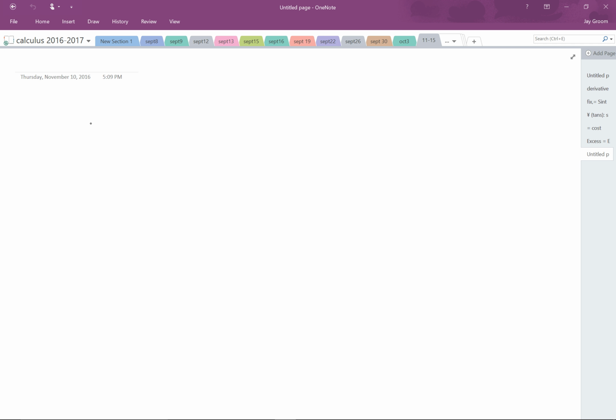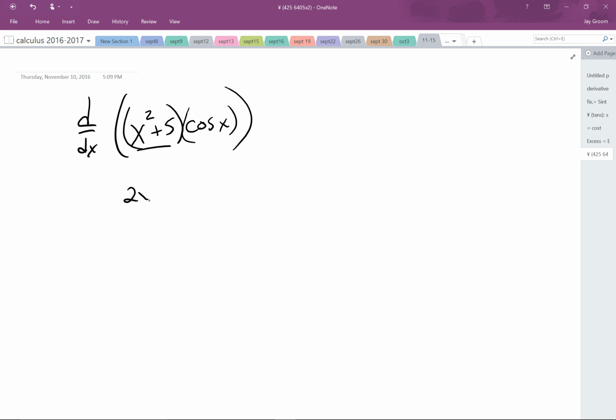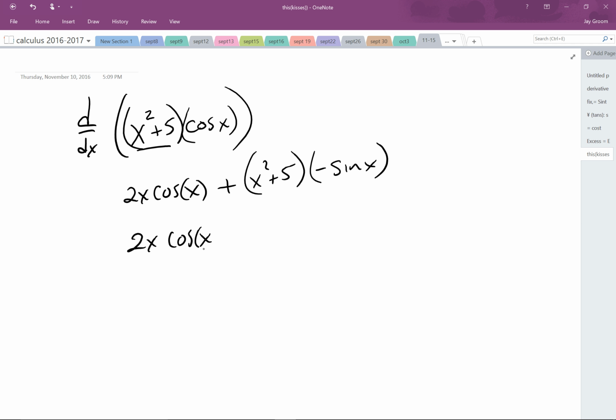So you might have to do a problem like this. What if I take the derivative of x squared plus 5 times cosine x? Well, the derivative of the first part would be 2x times the cosine plus this first times the derivative of the cosine, which would be negative sine. Not a whole lot I can do with that, other than maybe to write it like this. Not much more I can do.